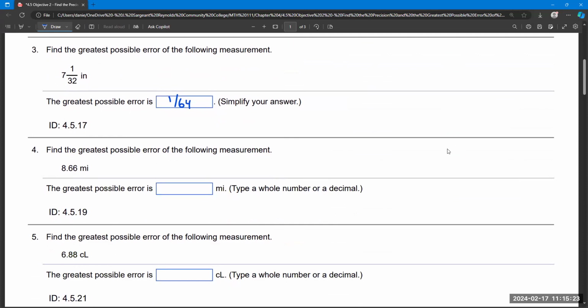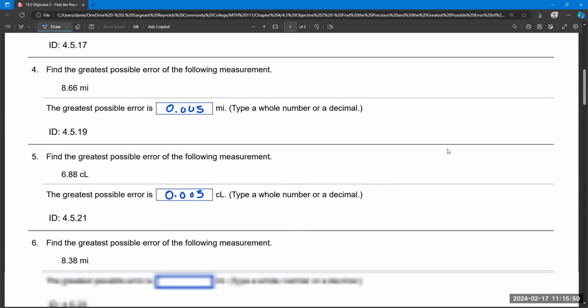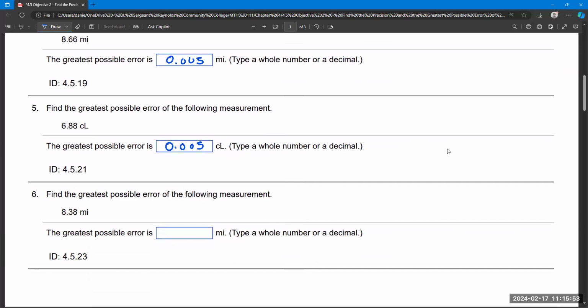And here we are measuring to the nearest hundredth. Here is where we've possibly rounded to. So we would be off by no more than 5 thousandths. Same thing here, we're measuring to hundredths, so we wouldn't expect to be off by more than 5 thousandths. And similar here, measuring to the hundredths, so we would expect to be within 5 thousandths.